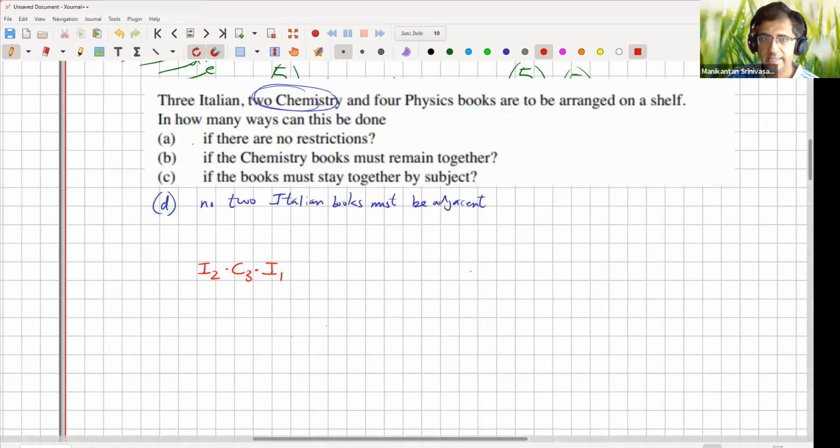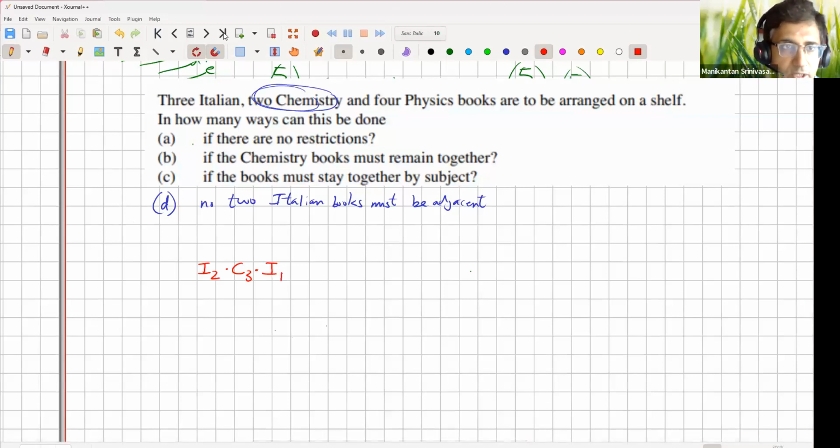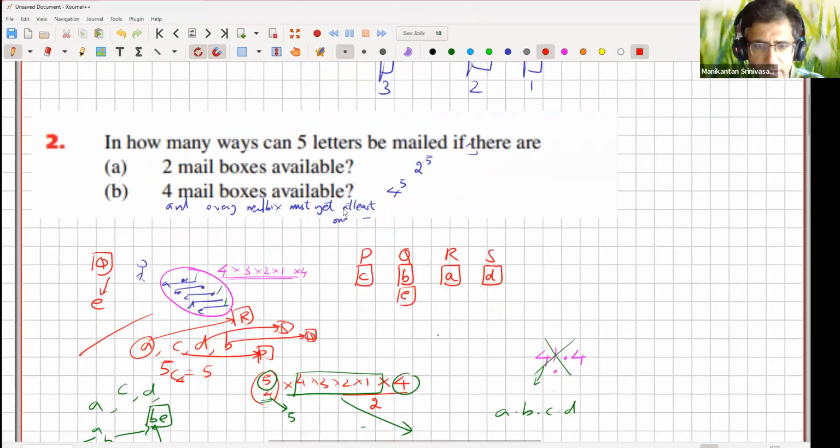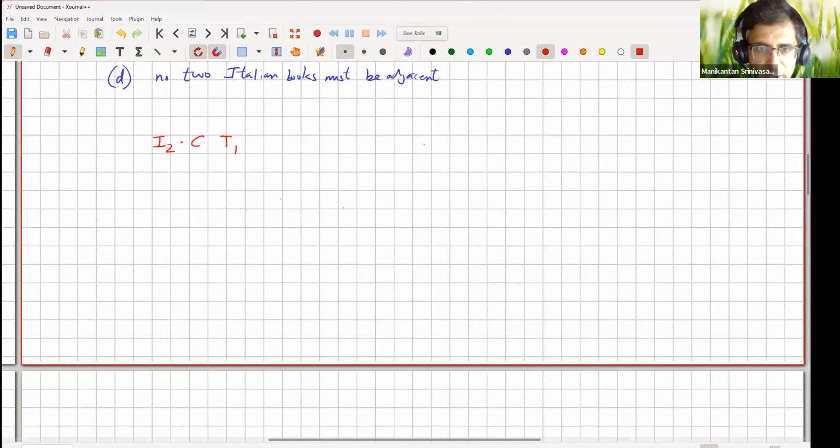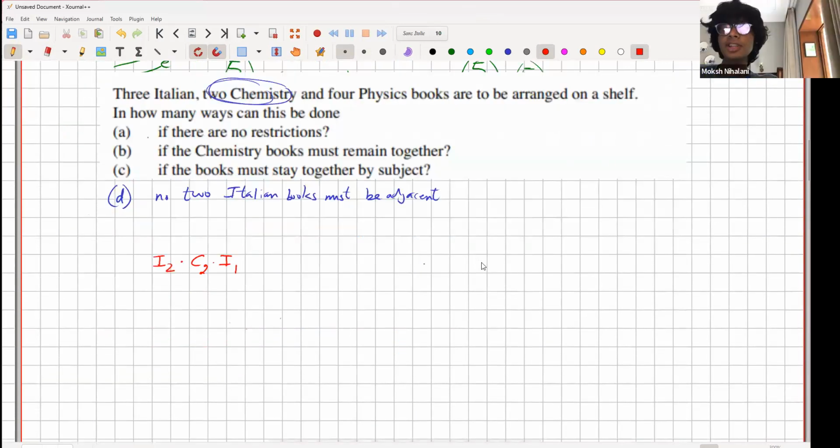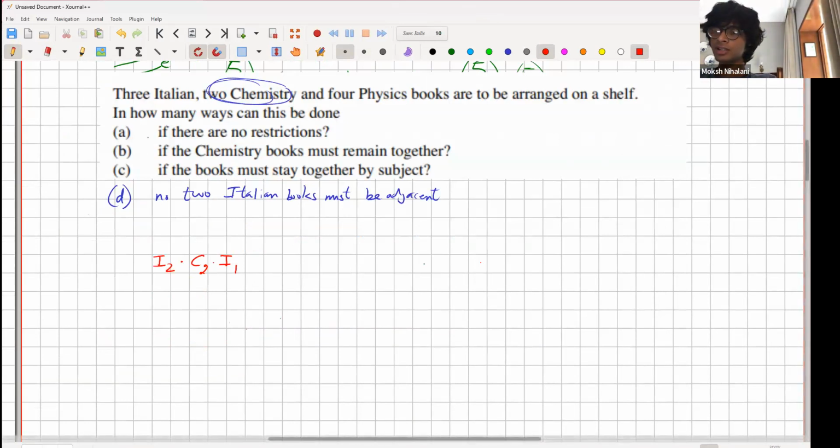So I2, then C3. Sorry, there's only C2, right? There's only 2 chemistry books. Okay, I2, C2, and then I1. Okay. And then what are you doing with this? Firstly, there are 6 ways to choose which book goes in between. There are 7 other books, but you can't put an Italian book in between, so you have to choose out of 6 other books. Make sense? Then you do 3 choose 2 times 2 factorial to choose which Italian books will go in the block and in which order.